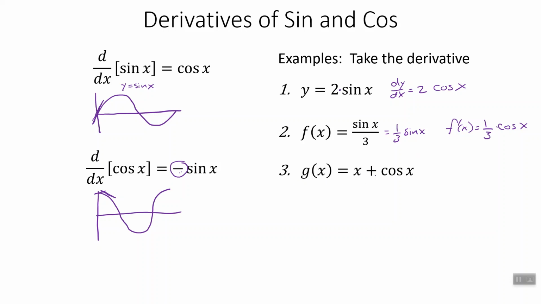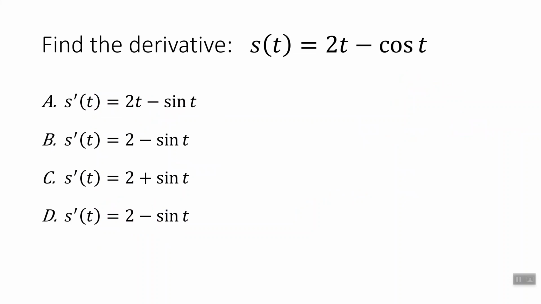Here we're using a sum rule. The derivative of g is g prime. The derivative of x is just 1, and the derivative of cosine is negative sine. So instead of saying plus negative sine, I'm just going to say minus sine of x. And there's our answer. How about you try one now? s of t is 2t minus cosine of t. We switch the variable, no difference. Take the derivative the exact same way.